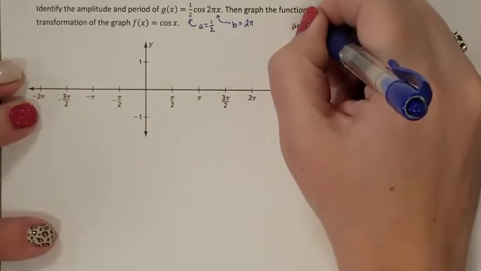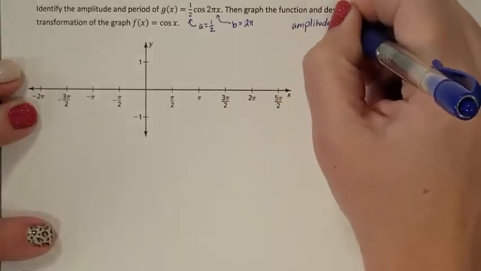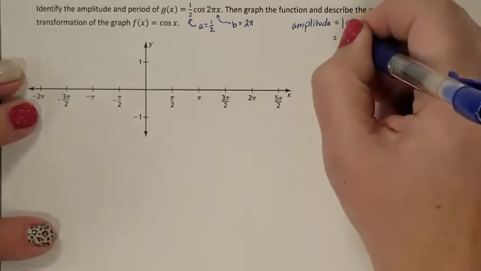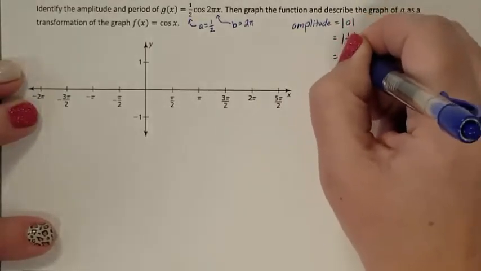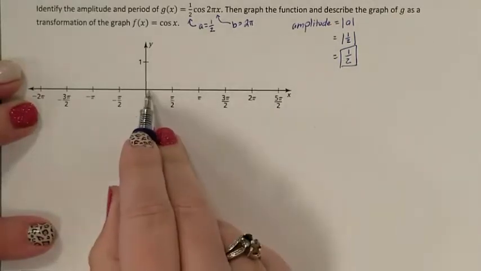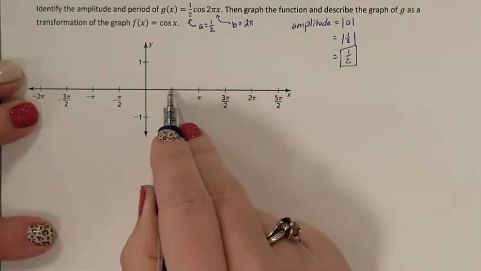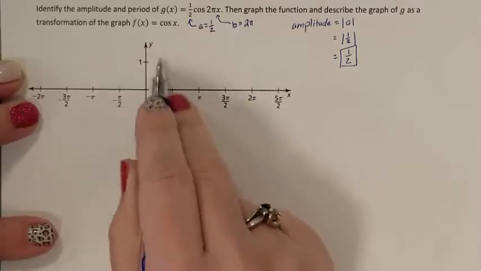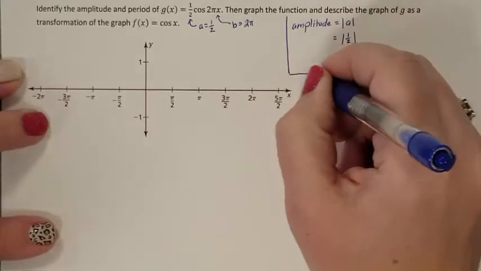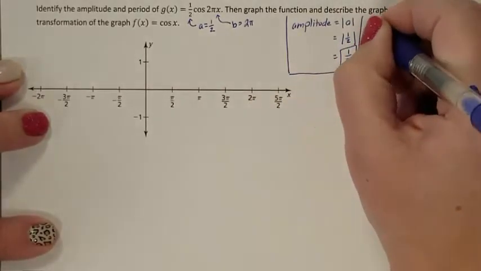So amplitude is the absolute value of a, which means I have the absolute value of 1/2, which is 1/2. My amplitude is 1/2, which means from my middle line, I'm only going to go 1/2 high. So that means my y-axis is appropriately labeled. So that is my amplitude. Let's go ahead and look at period.